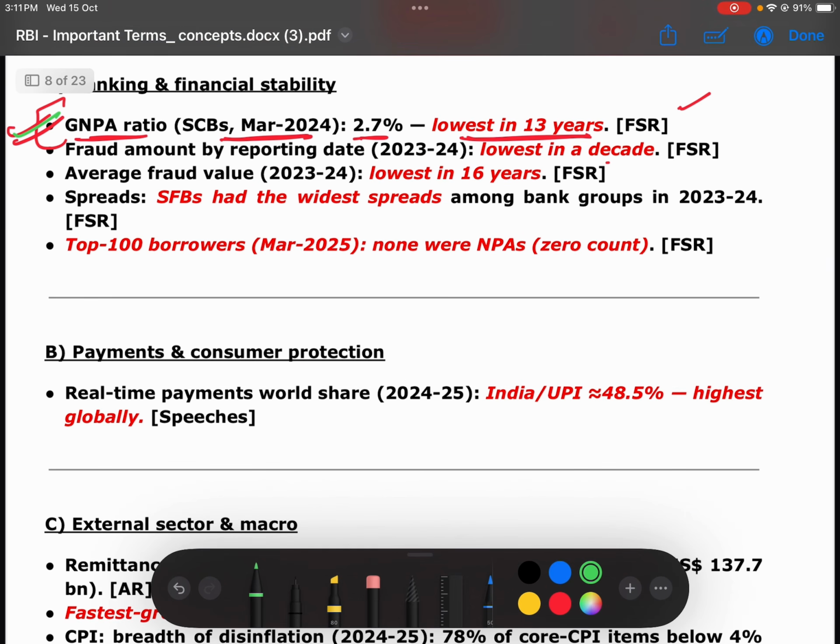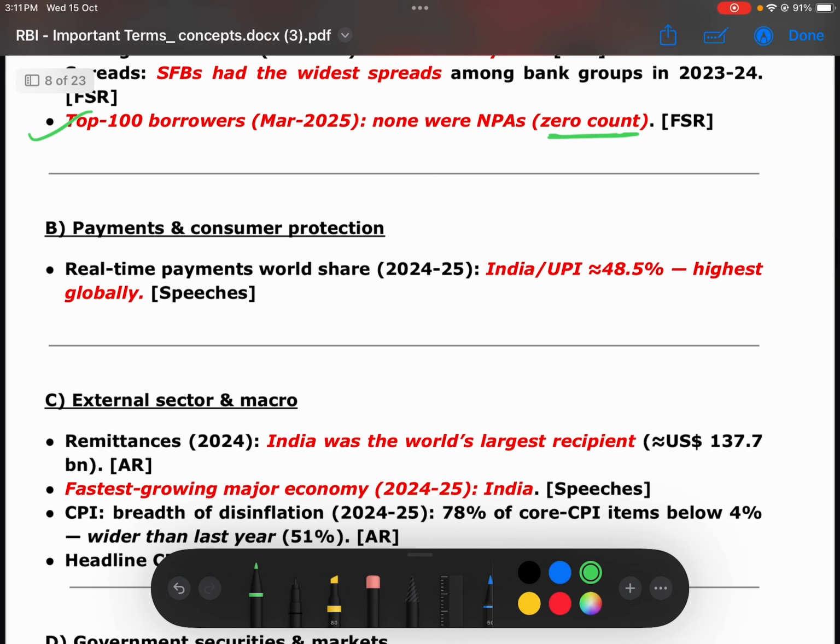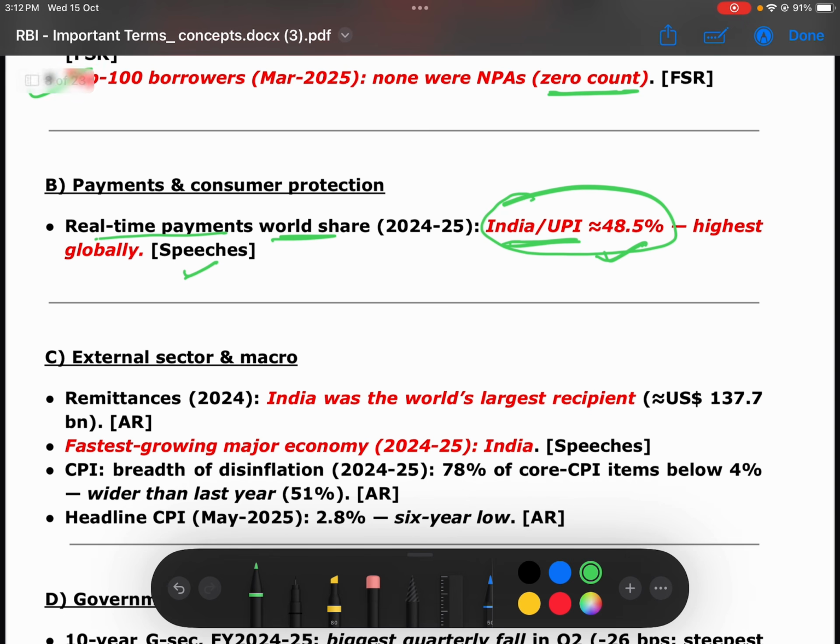Among the top 100 borrowers of March 2025, none were NPA. Zero count was there. Then in case of UPI and real time payments, India's world share is highest. India's UPI holds 48.5% of total real time transactions of the world. It was covered in one speech. Speech by the governor and deputy governor, we covered those things also.